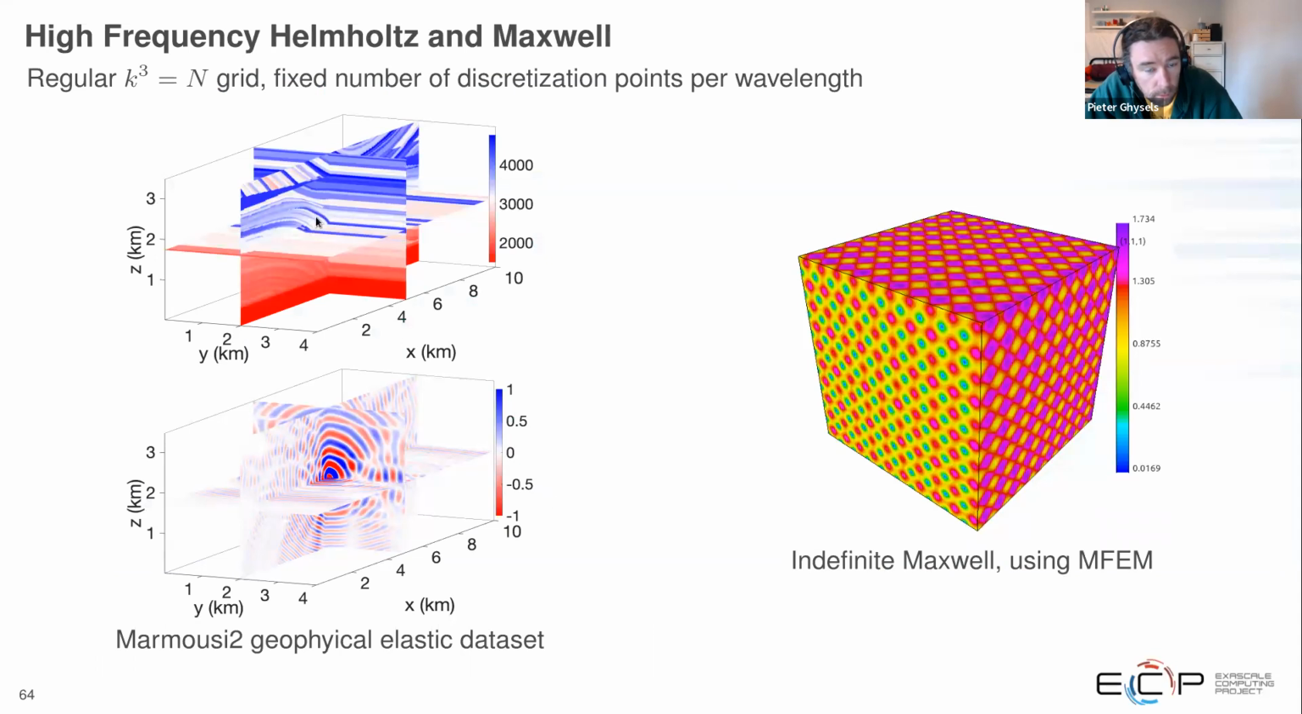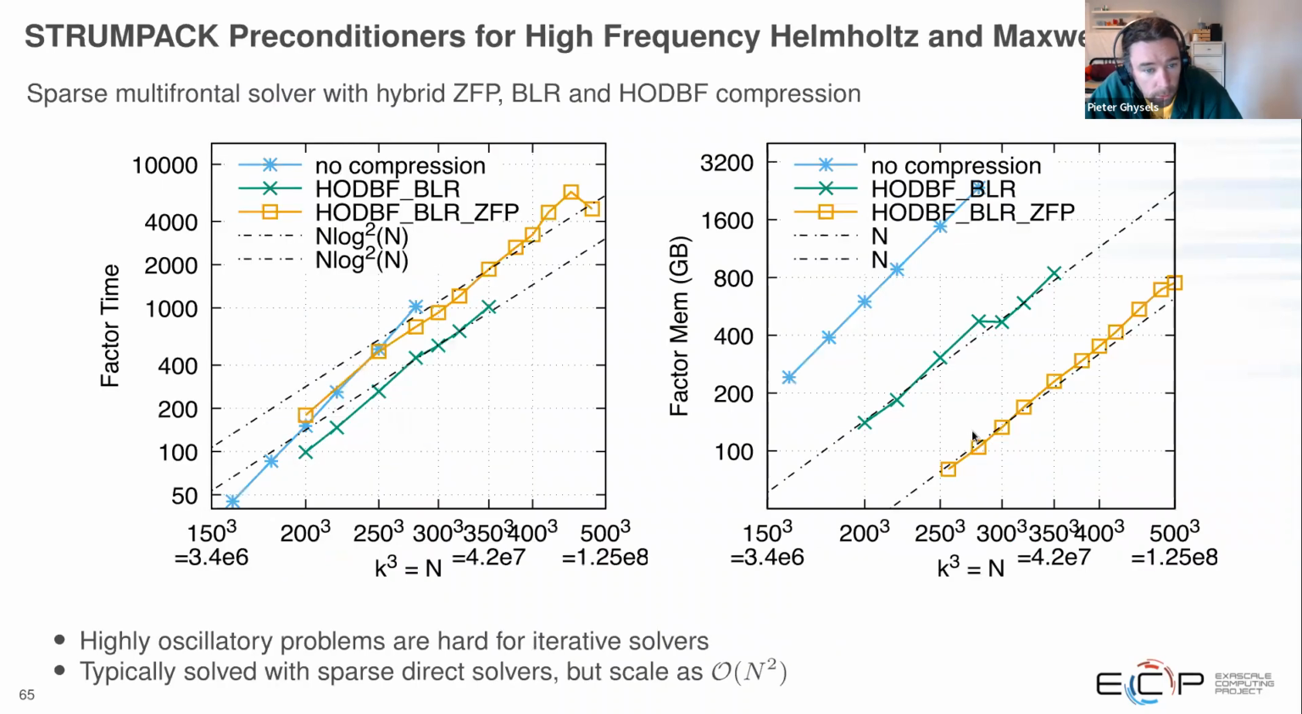So here are some example results for viscoacoustic wave simulation or indefinite Maxwell simulation. So we scale this problem on a regular mesh. This is for the viscoacoustic wave equation. So I already showed this in the beginning of the tutorial, but now you should have a better understanding of what's going on. So we scale the problem from 150 cube to 500 cube.